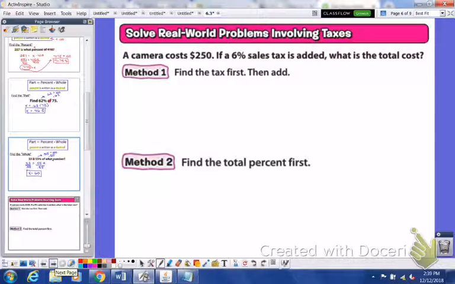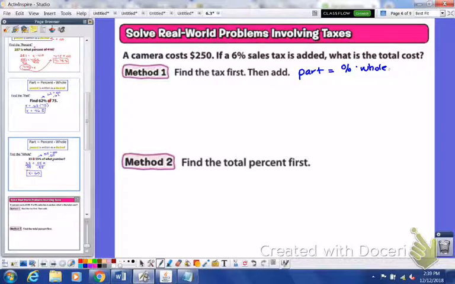A real world problem here. So a camera costs $250. If a 6% sales tax is added, what is the total cost? We have two methods to find this. So first method would be to find our tax first. We want to use our percent equation. So part equals percent times our whole.